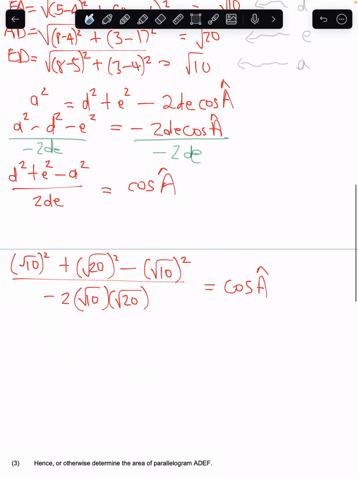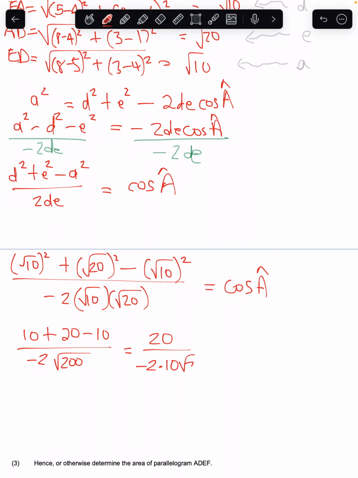Okay, I want to simplify first before I take it to the calculator. So that'll be 10 plus 20 minus 10, and down here we'll have minus 2 root 200, which is the same as 20 over minus 2 times 10 root 2. Because root 200 is the same as root 100 times root 2. Don't mind this one being outside. Right, and that just becomes a 10.